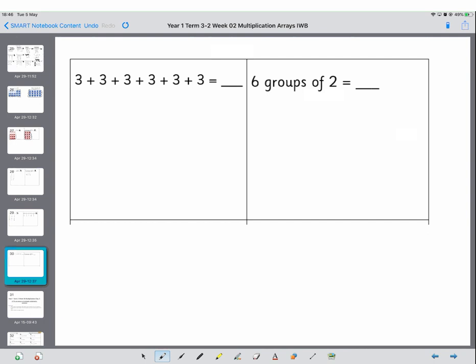So we've got 1, 2, 3, 4, 5, 6, 7, 8, 9, 10, 11, 12, 13, 14, 15, 16, 17, 18. So you see the way that I'm visually doing the 3 dots and counting them as I go along to reach 18. And then 6 groups of 2, 2, 4, 6, 8, 10, 12, because you can confidently count in 2s, can't you, year 1?